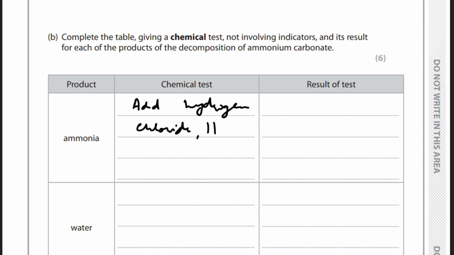If you are writing the formula, you must write the state here. And what you will see is white fumes, white smoke.